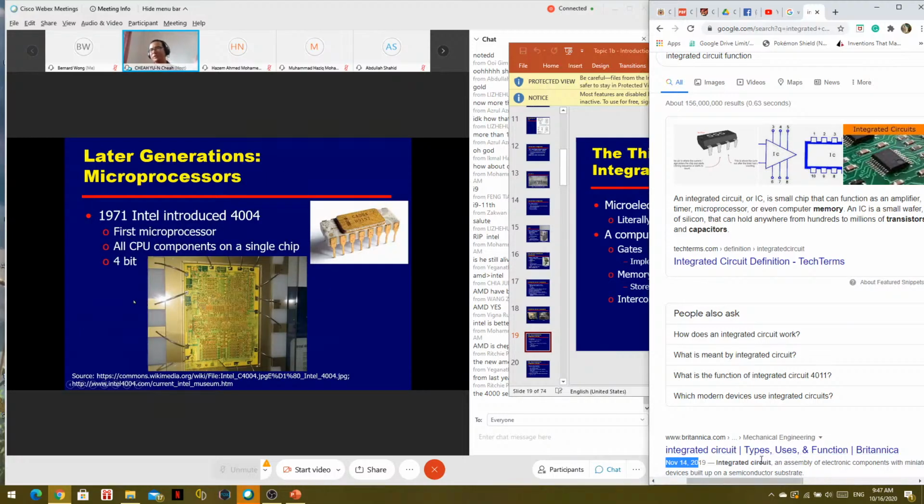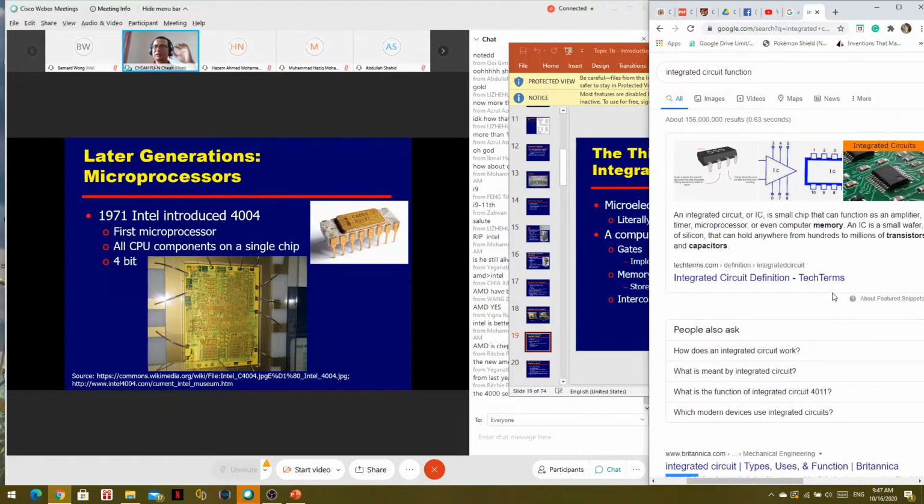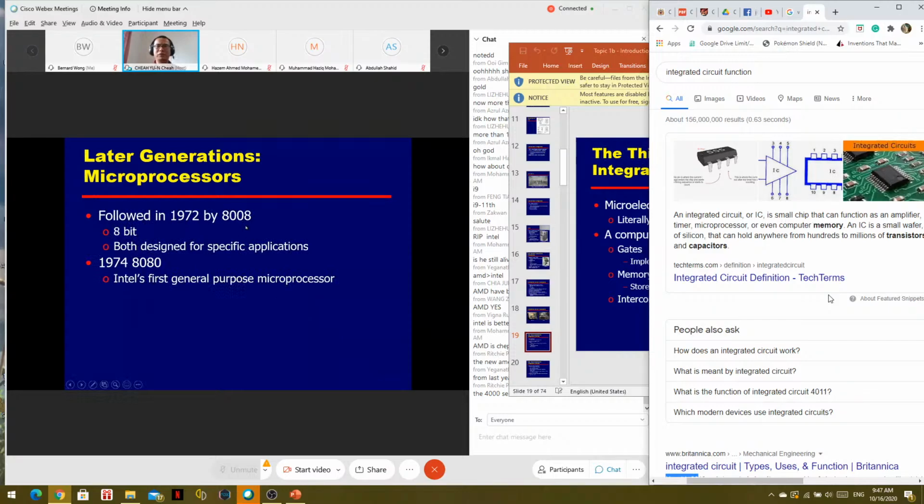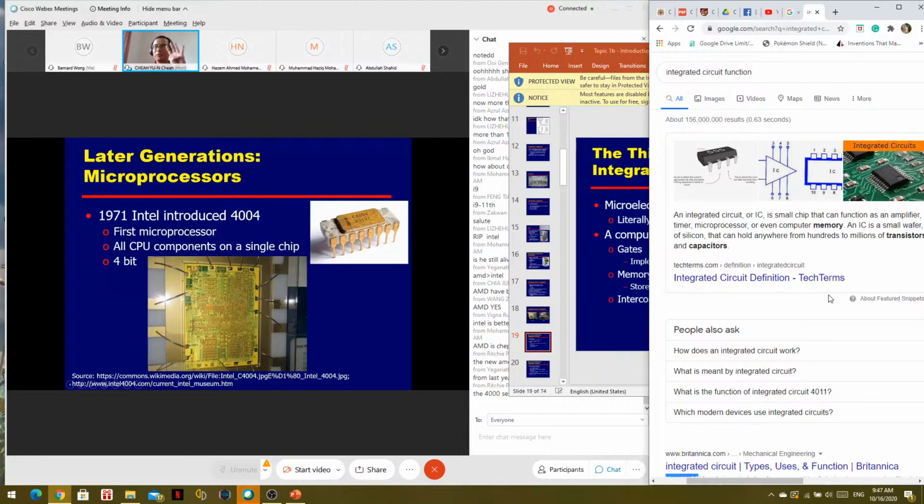Okay, so let's move very quickly into some of the later generation of processors. In the Moore's law video just now, the narrator was mentioning the 4004 processor. That was Intel's first processor, and you can see in the diagram the zoomed-in image. Then it was followed by the 8008 machine, which is 8-bit. The 4004 machine was only a 4-bit machine.